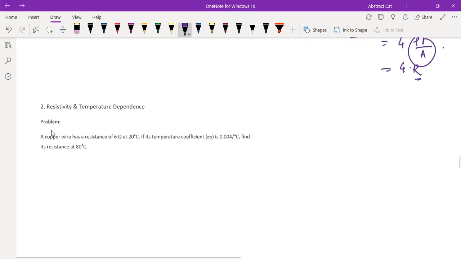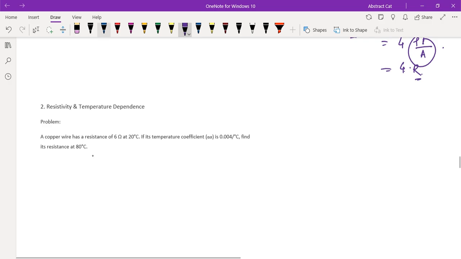Next numerical is resistivity and temperature dependence. The problem is: a copper wire has a resistance of 6 ohm at 20 degrees centigrade. The temperature coefficient alpha is given as 0.004 per degree centigrade. Find the resistance at 80 degrees centigrade.